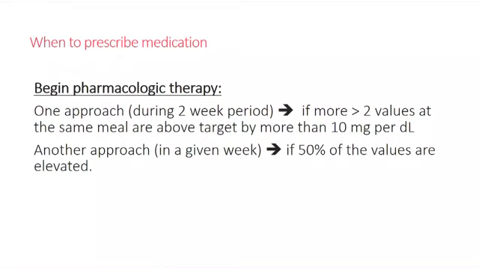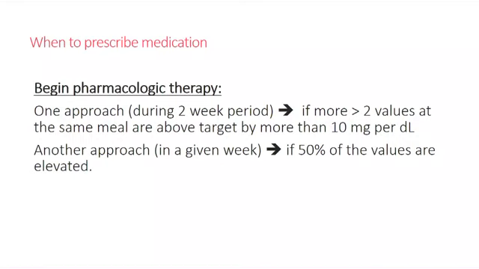If you don't think she's going to be quick getting into medication, you can bring her back in 2 weeks, and then if more than 2 values at the same meal are above target by more than 10 milligram per deciliter, then you start medication. So this is how we base starting medication. I think when I started, I didn't know when to start medicine, but I felt this was helpful to know when I feel more confident starting medicine.